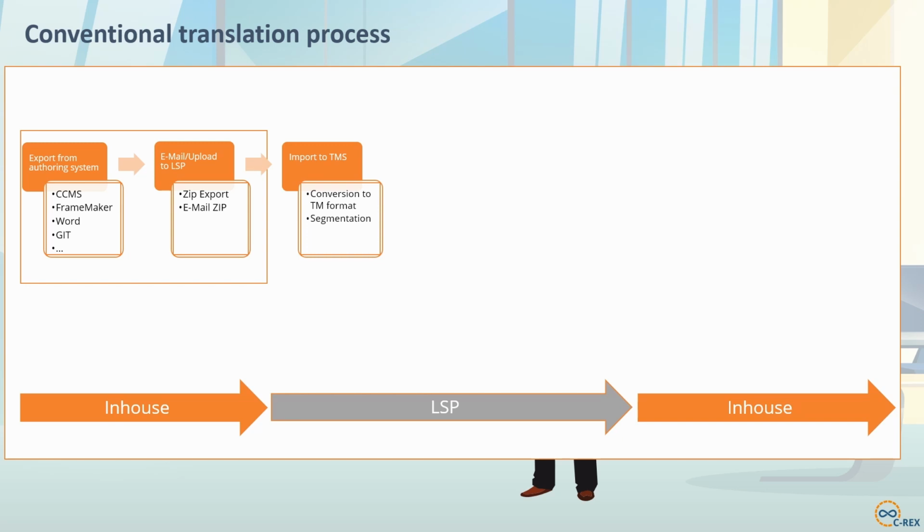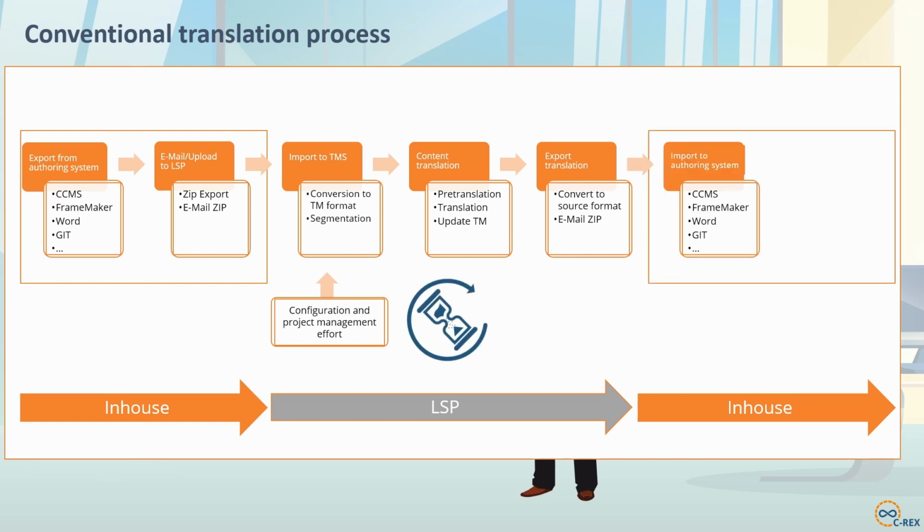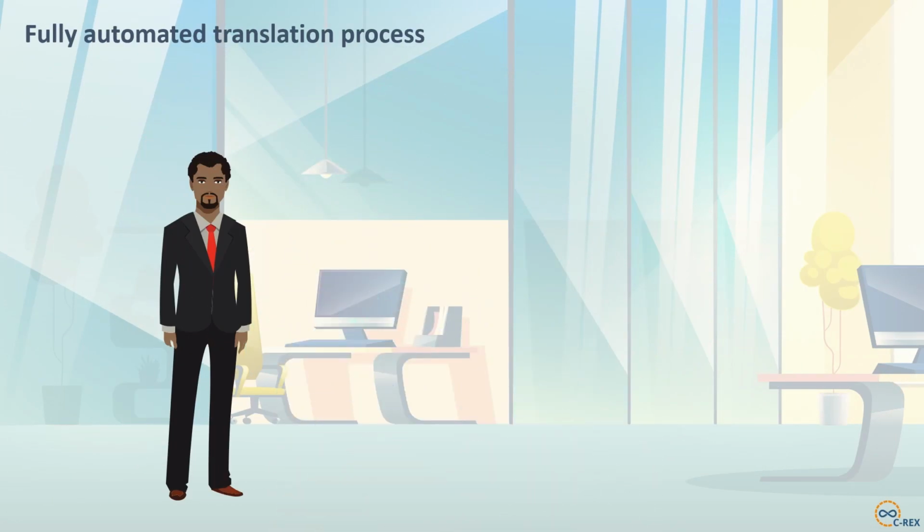The translation service provider took care of conversion into the translation program, pre-translation, the actual translation, and sending it back to Mike. In this process step, there was always much configuration and project management work to be done. Mike then imported the translated data into the authoring system, took care of the review process. Afterwards, the documentation was published as PDF and as an HTML5 web version. But, as already mentioned, that's how it used to be in the past.